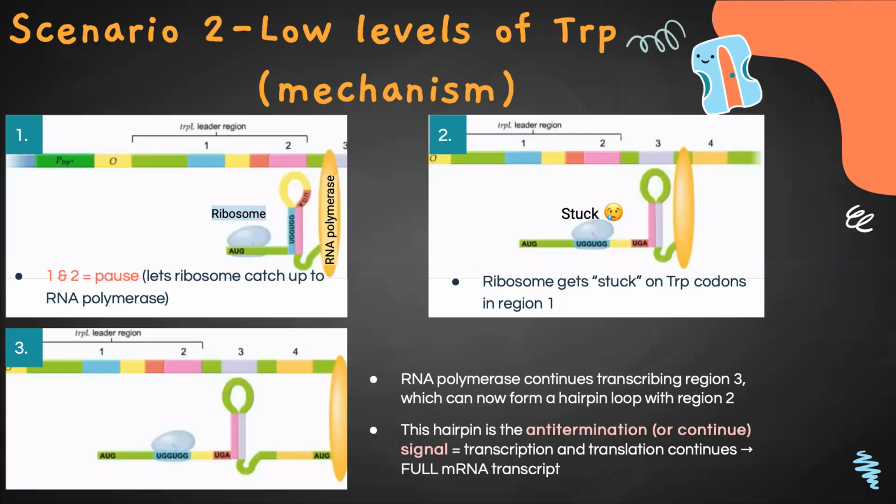The stop codon is in 1. Yes, the pause codon. It's not a stop codon. It's the trp codons that are causing it to pause and get stuck. Does that make sense? Did you have a question? That was my question. That was region 1.